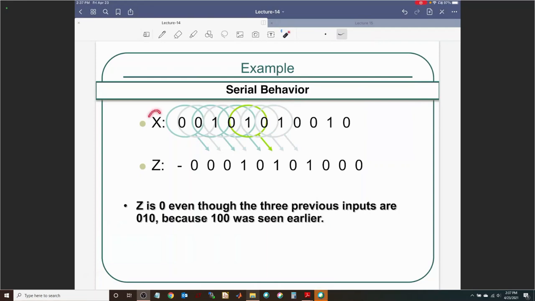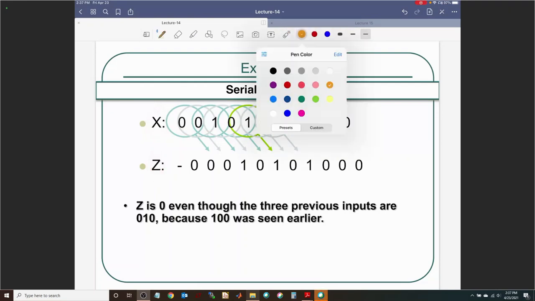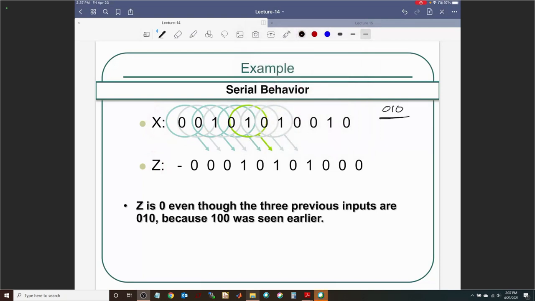On input X, we have some arbitrary input bits coming in, right? These are just arbitrarily chosen, some input bit stream on X. So it is right now arbitrarily chosen to be 0, 0, 1, 0, 1, and so on. And to explain what this FSM is supposed to do for this particularly arbitrarily chosen X, let us see what Z is going to be. Z is going to respond to 010 as long as 100 has never been seen. The last three have never been 100.